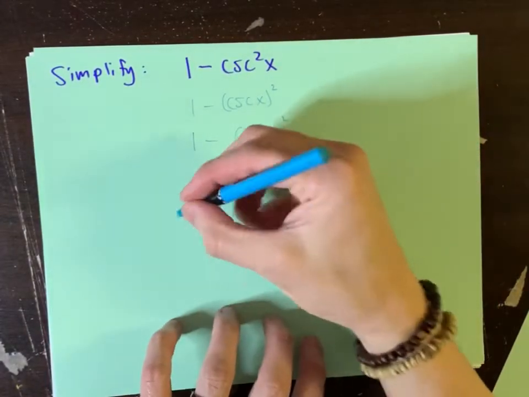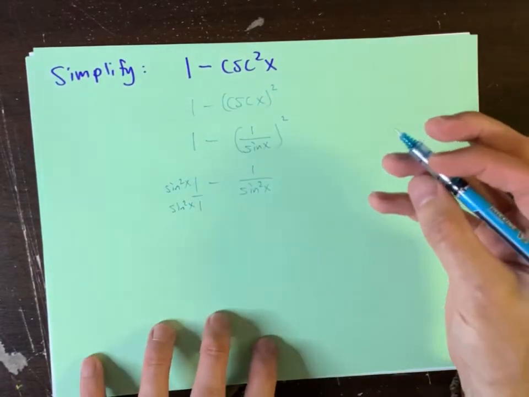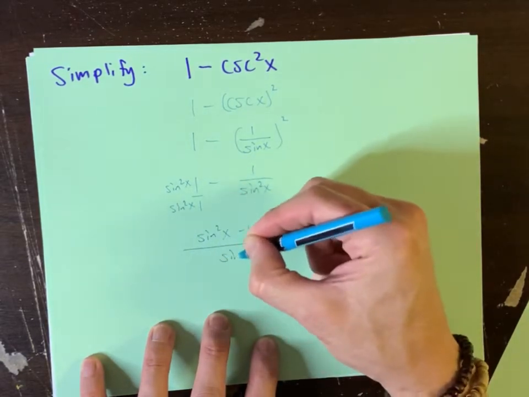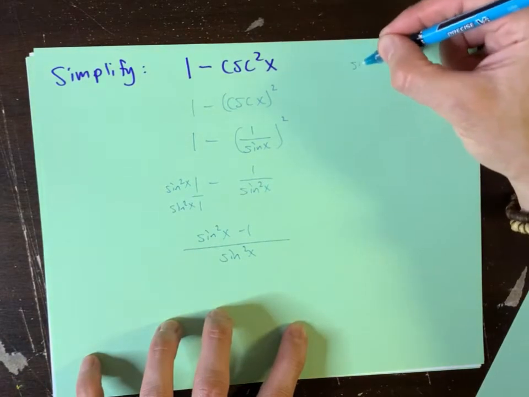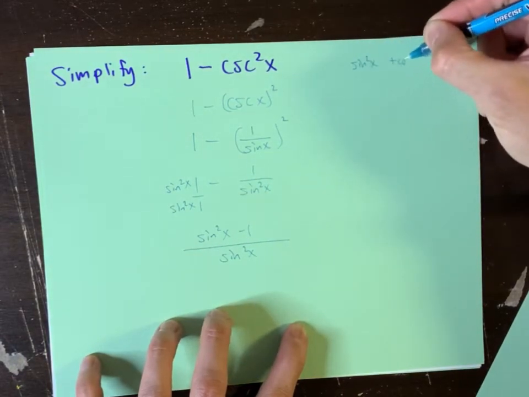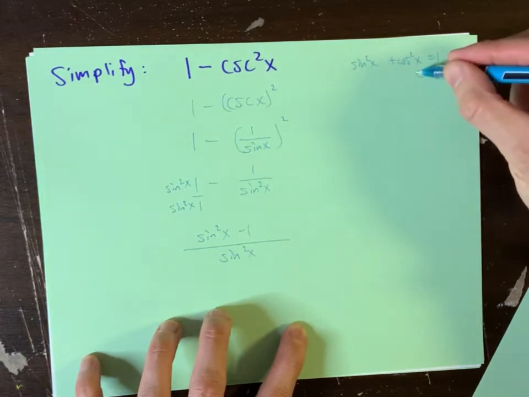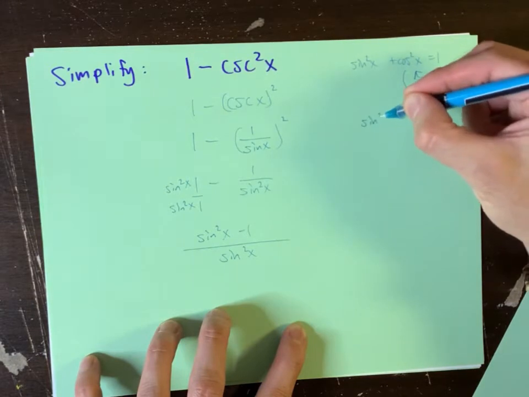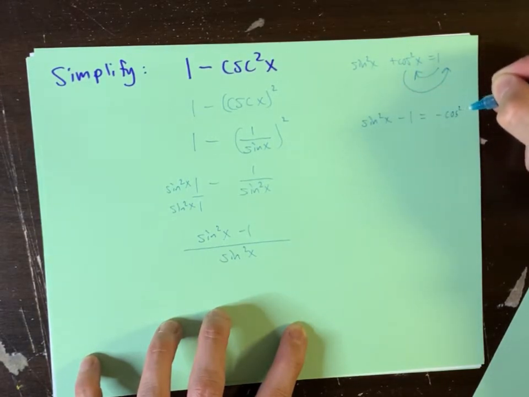And then what I can do is put a 1 below and try to get a common denominator, sine squared, so that this becomes sine squared x minus 1 over sine squared x. But then remember that sine squared plus cosine squared equals 1. And what if I move this 1 to this side and this cosine to this side? That would say sine squared minus 1 equals negative cosine squared.